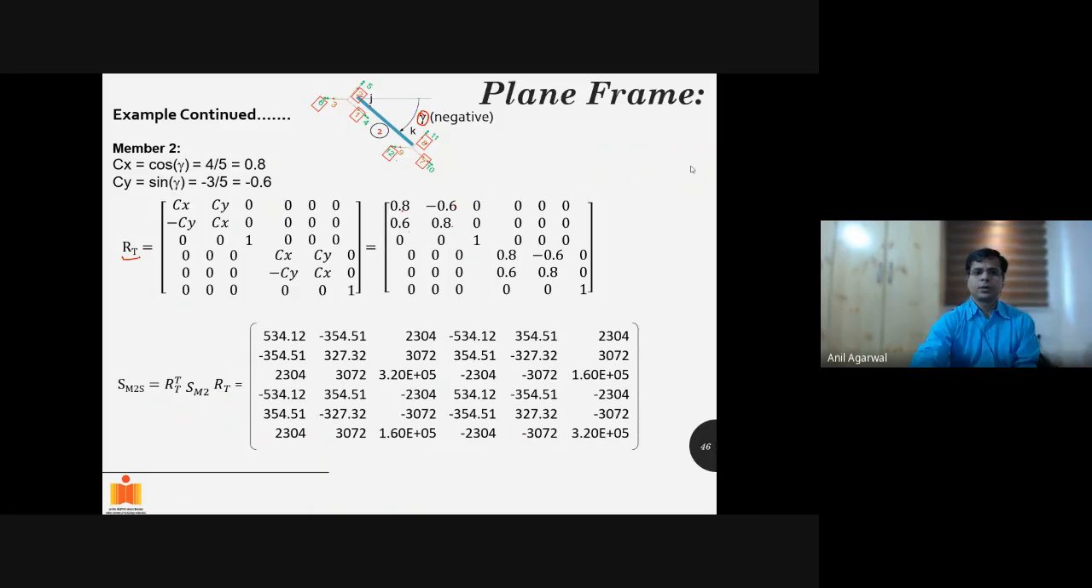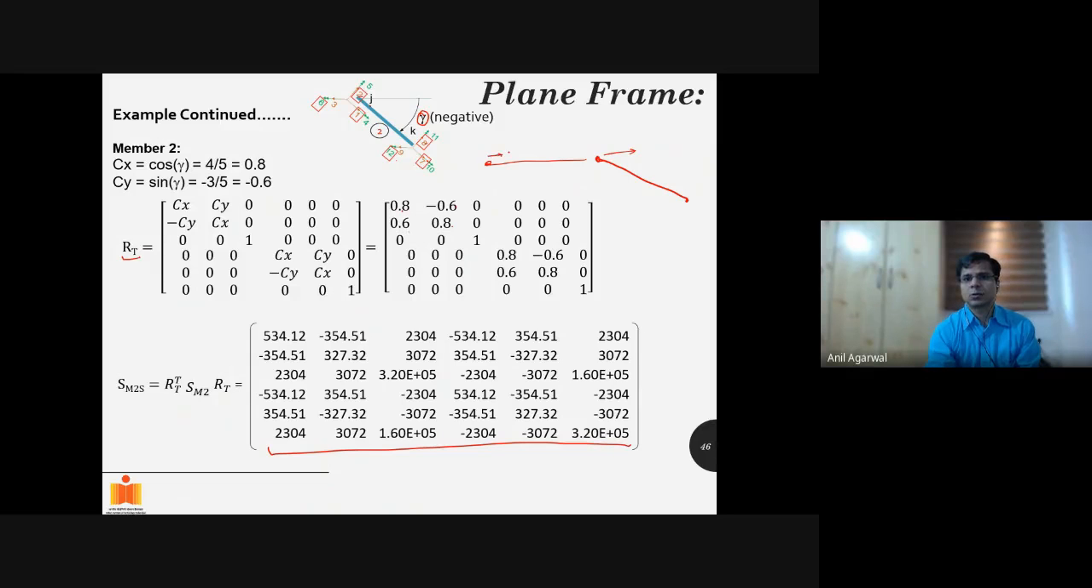Now this is the stiffness matrix in the global coordinate system for the second member. The global coordinate system basically means this is X, or the first degree of freedom. So in the global coordinate system, I got 1, 2, 3, 4, 5, 6. This 6 is basically rotation in the Z direction. Then 4, 5, 6, 7, 8, 9. This is only for the second member, so this stiffness matrix belongs to 4, 5, 6, 7, 8, 9.